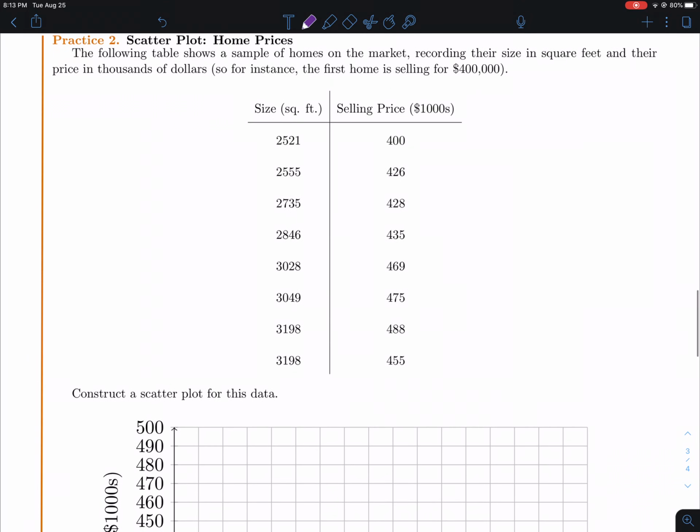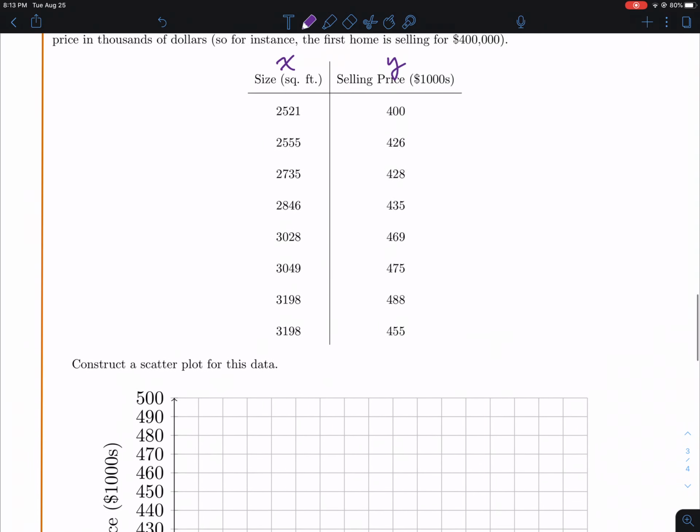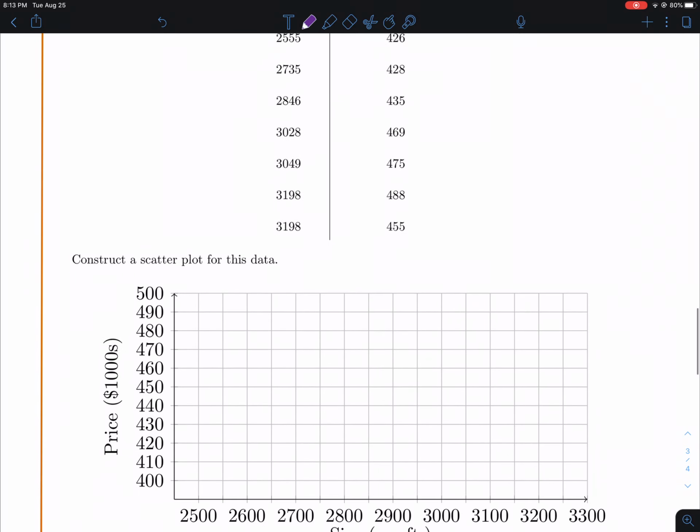So in this case, we were talking about houses and the selling price. The x is going to be the size of our house. The y is going to be the selling price of our house. And in this case, it's in thousands, so that's why we're only talking about 400, 410. That's why the numbers are a little bit smaller.